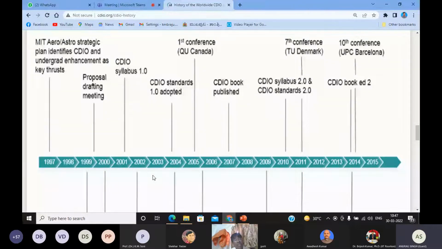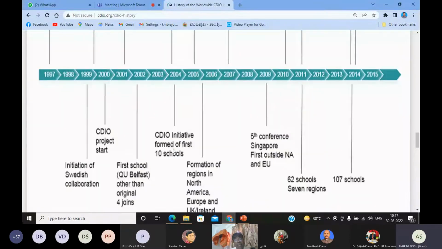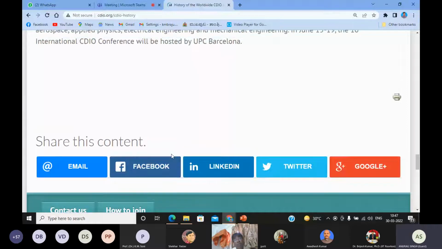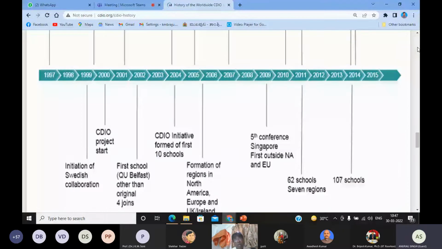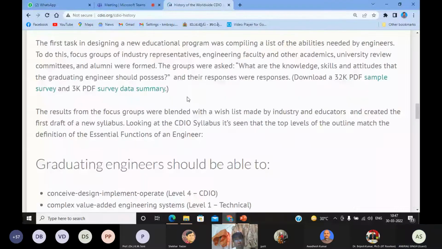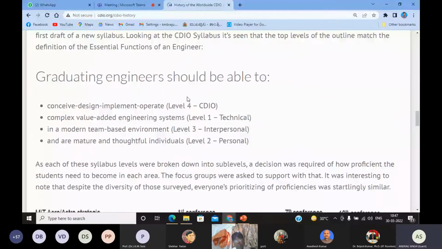Almost 25 years. So remember, the CDIO model is better than outcome-based education, for your information. But even outcome-based education is not, to my knowledge, 100% implemented in our country. That is the status. But now we may have to slowly think about this model also, right? And then you may have to work on it. So in this model, a graduating engineer should be able to conceive, design, implement, and operate, right?